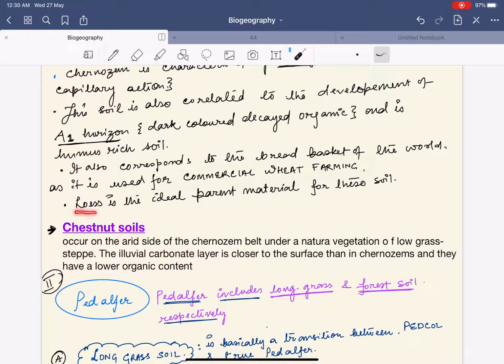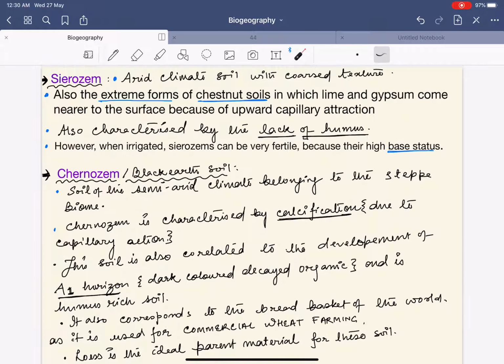Again, the loess is the ideal parent material for the soil. Now what is this loess? Loess is nothing but that soil which has been formed because of the deposition by your wind. So basically, can we differentiate between this xerosem and Chernozem? Xerosem is found in the arid climate, but Chernozem is found in your semi-arid climate.